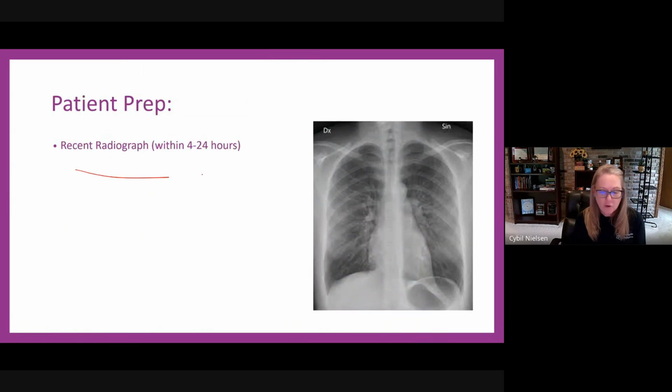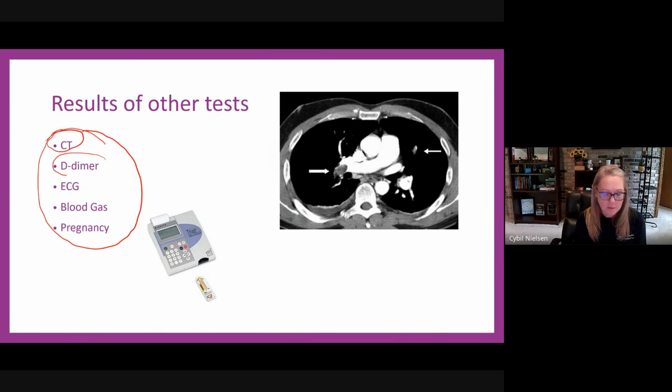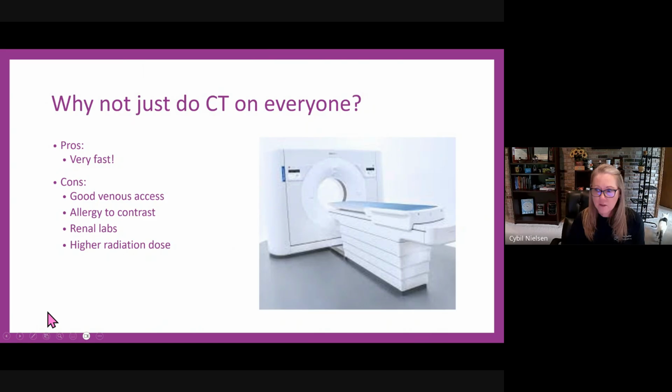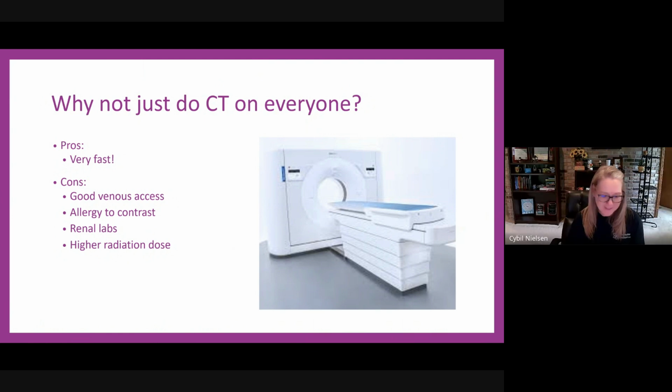Okay, recent radiograph within 24 hours just to rule out any other causes of the patient's symptoms. A lot of different tests we can do. CT is most common. Also that D-dimer that rules out people that don't have blood clots. ECG, blood gas, pregnancy. If somebody's pregnant, do they get a VQ or a CT? VQ. How come? So we don't have a lot of the breast radiation to the breast. Yes. Wow, you got all of this. You're smart. All right. So we pretty much do CT on everyone.